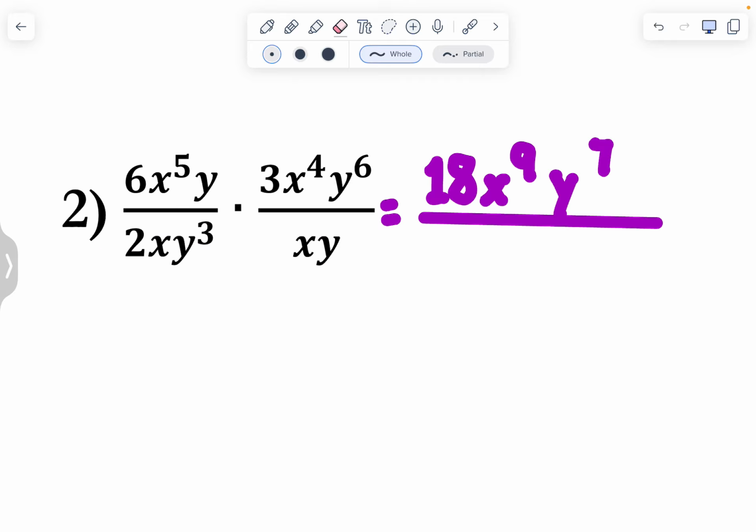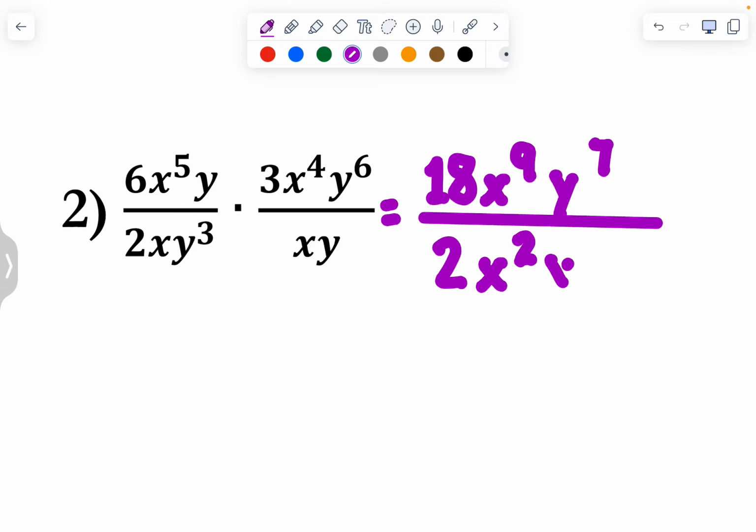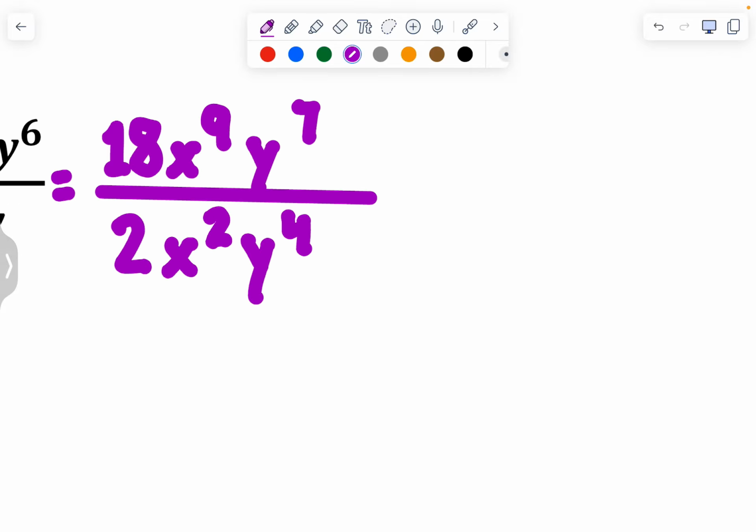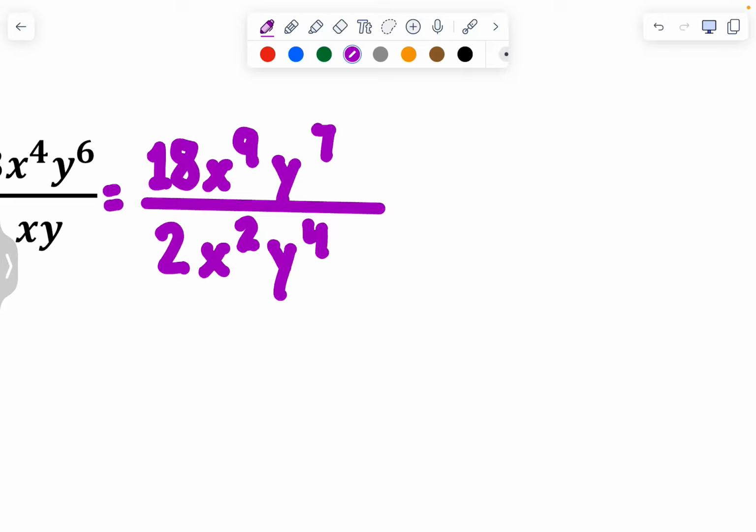In the denominator, now we can look at the denominator. We would have 2. We have x to the 1st and x to the 1st, so that's x squared. And then we have y to the 4th. Okay, so I took a very complicated problem, lots of things, and now we've kind of narrowed it down, and we just have the quotient property. That 18 over 2, 18 divided by 2 is 9. Then we have 9 minus 2, so x to the 7th. And then 7 minus 4, that's y to the 3rd.